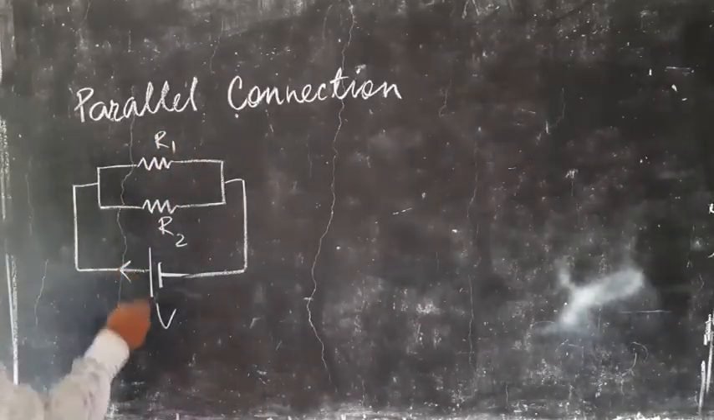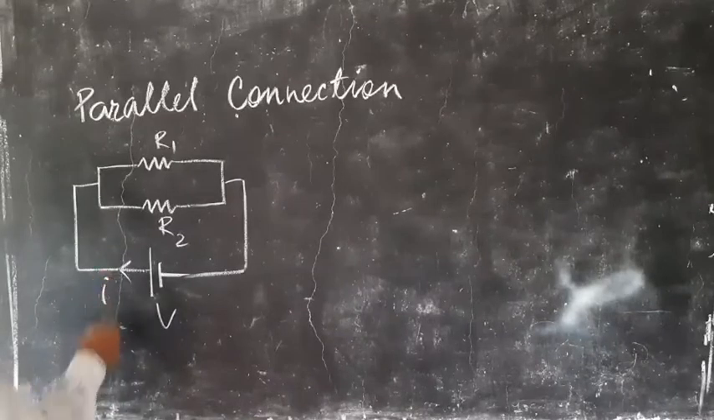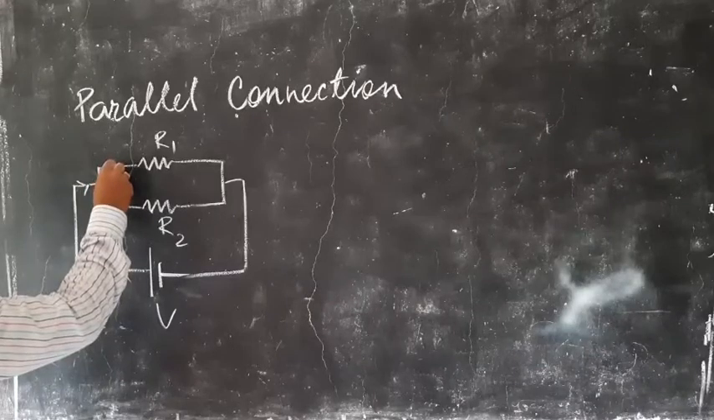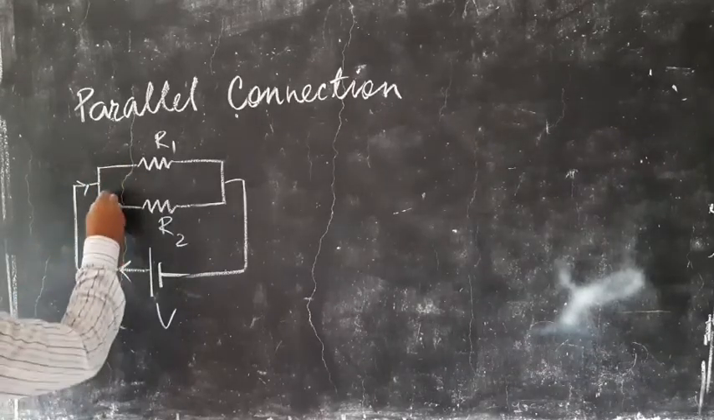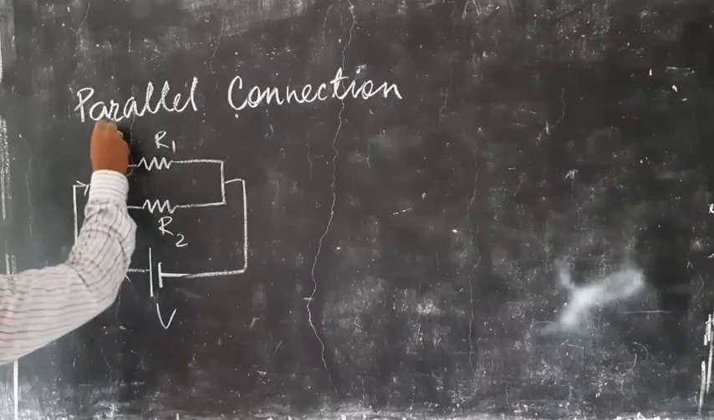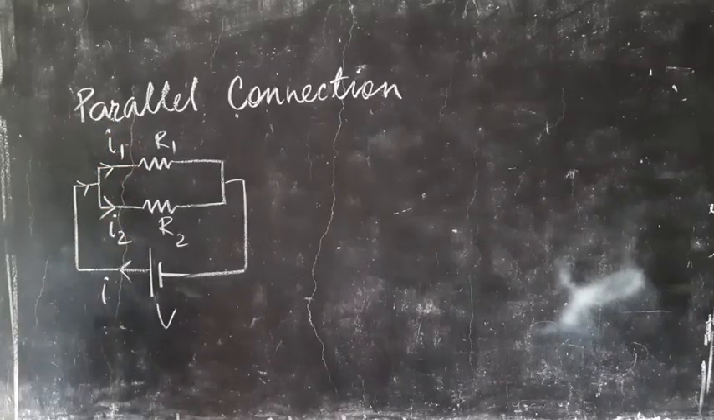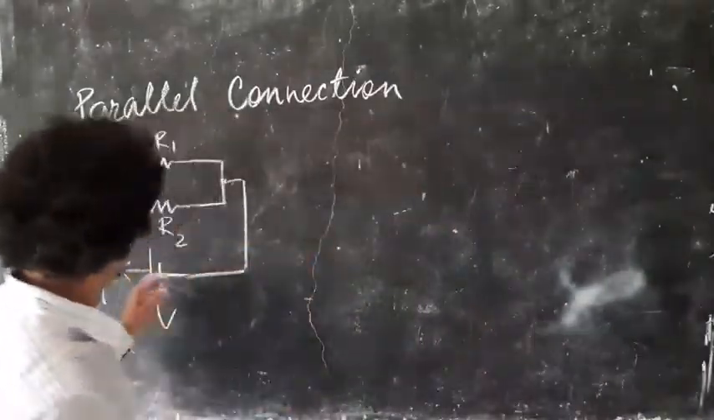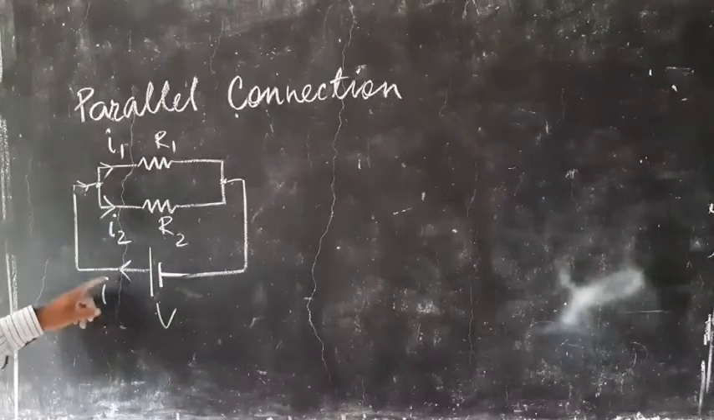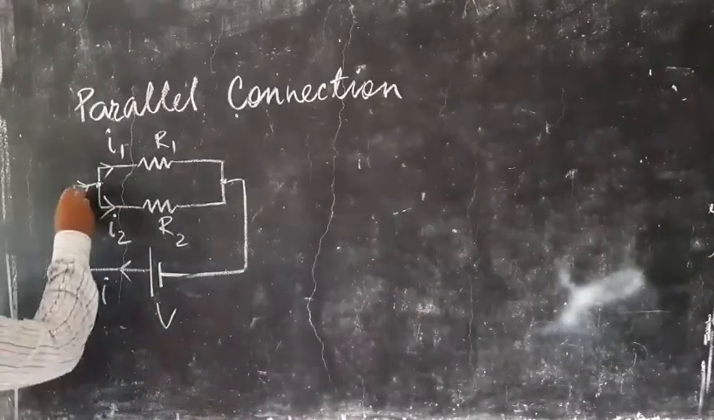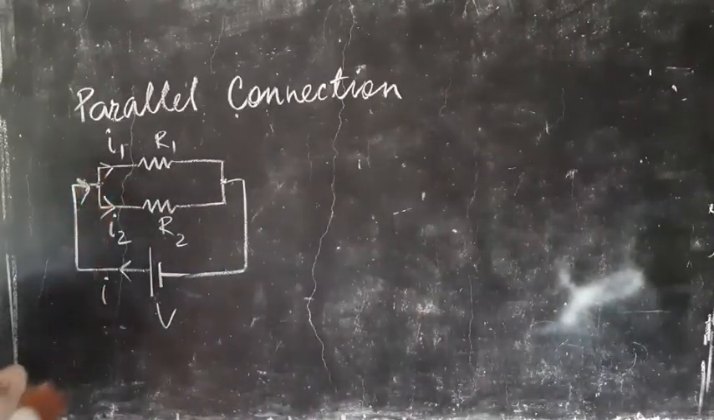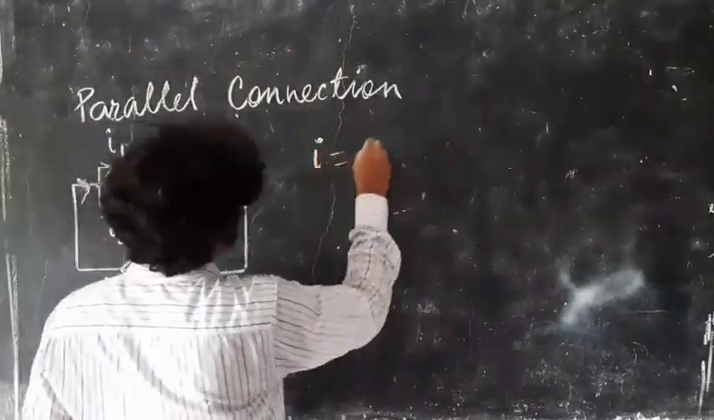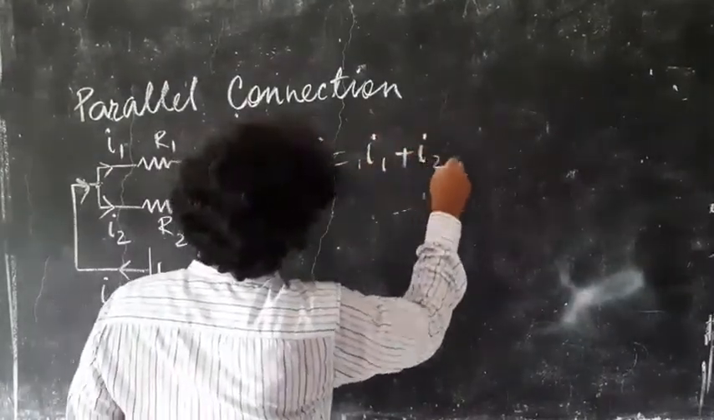Suppose in this resistance current I is flowing. Then current I has two options at this point: one is this side, second one is this side. Then current I will get divided. So let us find the net resistance of this circuit. If I is the current in the circuit, after this point I gets two lines, so the currents will be I1 and I2. So I can write I is equal to I1 plus I2, right?